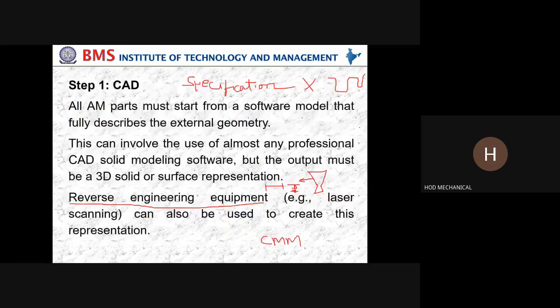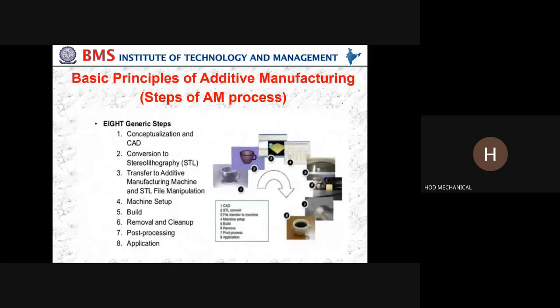Now just to recap. First one is the conceptualization and CAD. First you have done the conceptualization, and that conceptualization you have converted into a CAD file. Then you converted that CAD file into an STL file. That STL file is transferred to the additive manufacturing machine, and some adjustment is done with the STL file to note down the proper thickness.